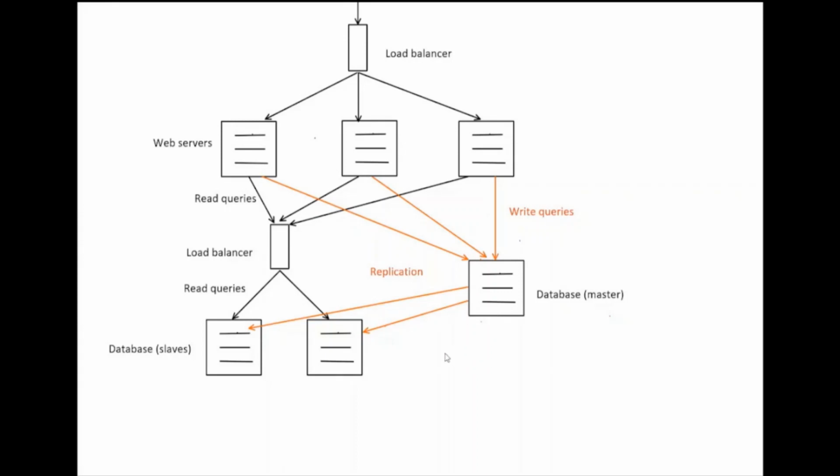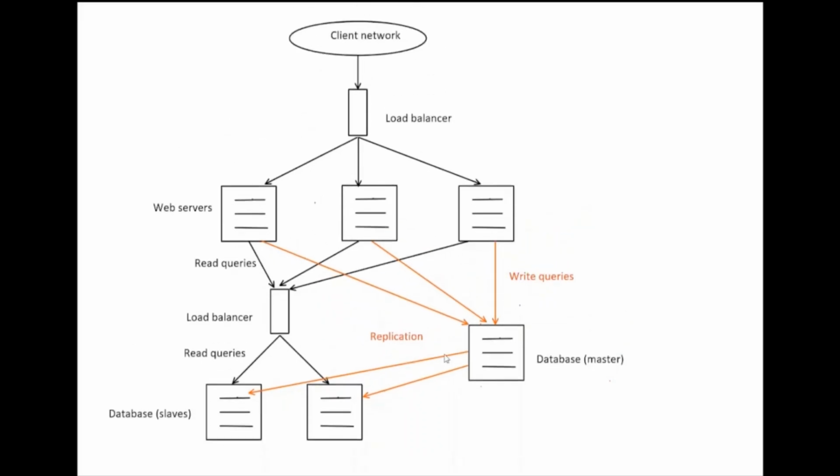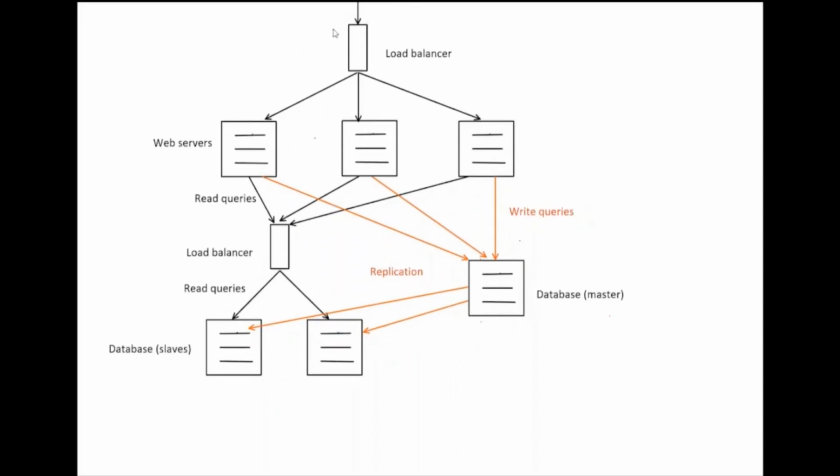Now, let's see what other problem we see in this network. What can be a single point of failure? If we see, we have only one load balancer at a level, so this can be a single point of failure. So to solve this problem, we can have a pair of load balancers where if one load balancer fails, the other load balancer can take over.